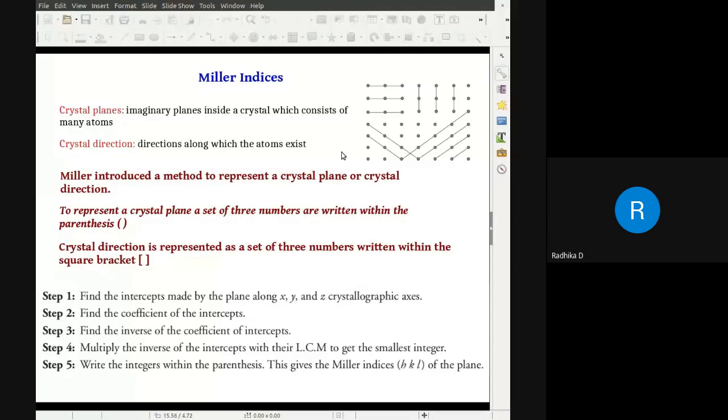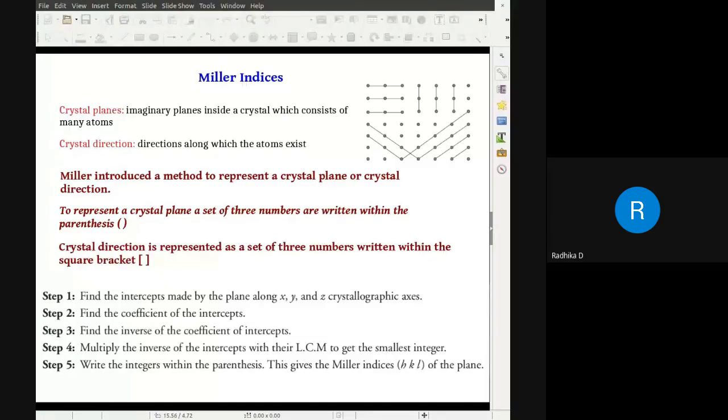which is known as Miller indices. So obviously Miller means the name of a scientist, but what are these things? That is what we are interested in. What are Miller indices? For understanding what Miller indices are, you should know what a crystal plane is. So how do I understand a crystal plane?